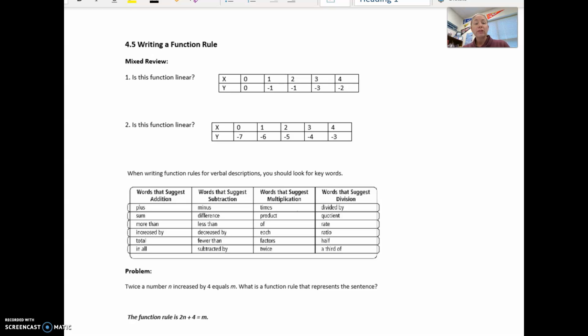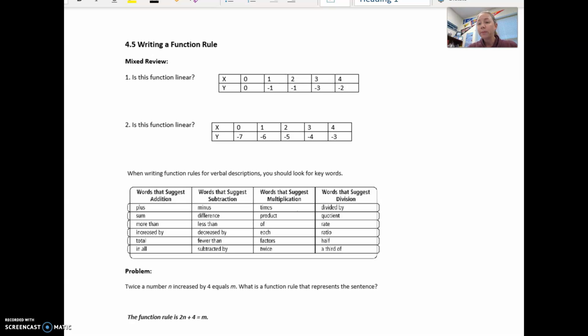And the first question is, is this function linear? The second question is asking the same thing. So what I'd like you to do is look at 1 and 2 for a second and decide if that function is linear. I'll give you a second. I'm going to pause.